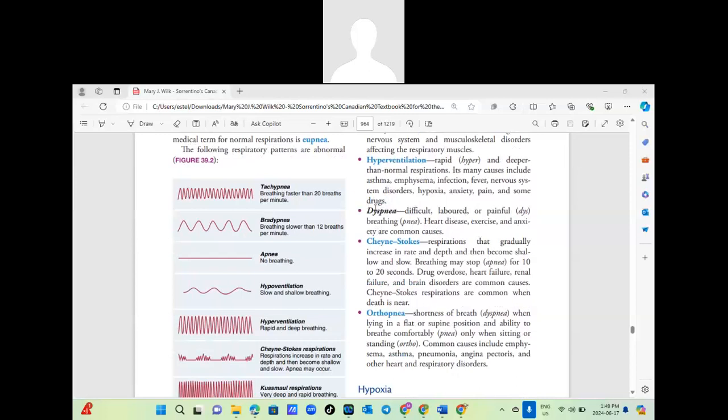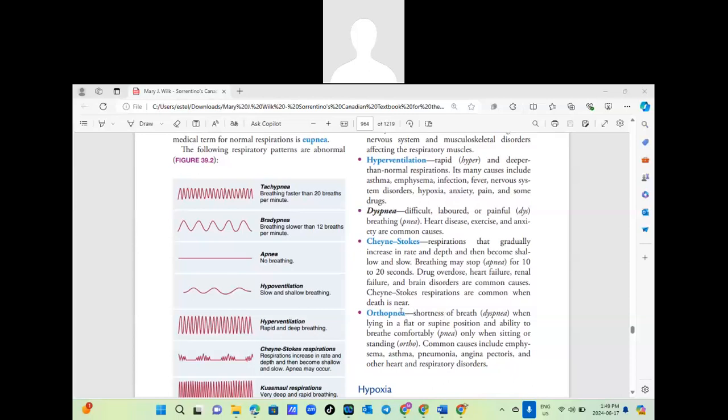The next one is Cheyne-Stokes. Cheyne-Stokes are respirations that gradually increase in rate and depth and then become shallow and slow. Breathing may stop for 10 to 20 seconds. Drug overdose, heart failure, renal failure, and brain disorders are common causes. Cheyne-Stokes respirations are common when death is near. When I see my resident having Cheyne-Stokes respiration, that is an indication for me that death is imminent, or that death is near.